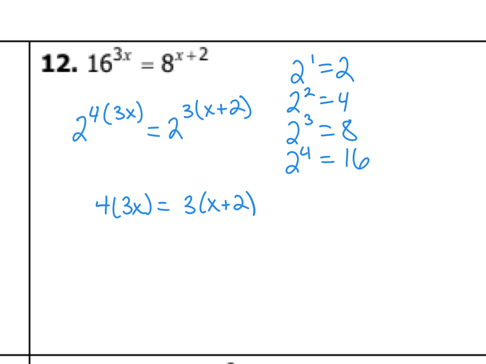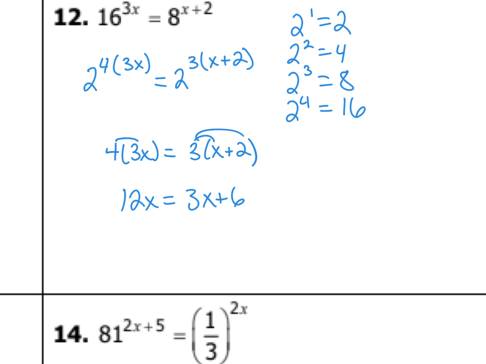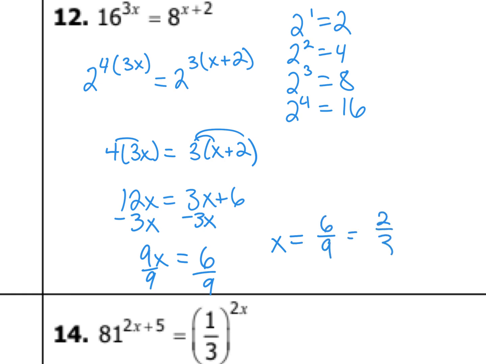Distribute. So here 4 times 3x is, and over here, and then that gives me 9x equals 6, and then divide by 9, and your answer is 2/3. Okay, it is 6/9, but that simplifies to 2/3. Good. 2/3. Decimal equivalence of that is fine.